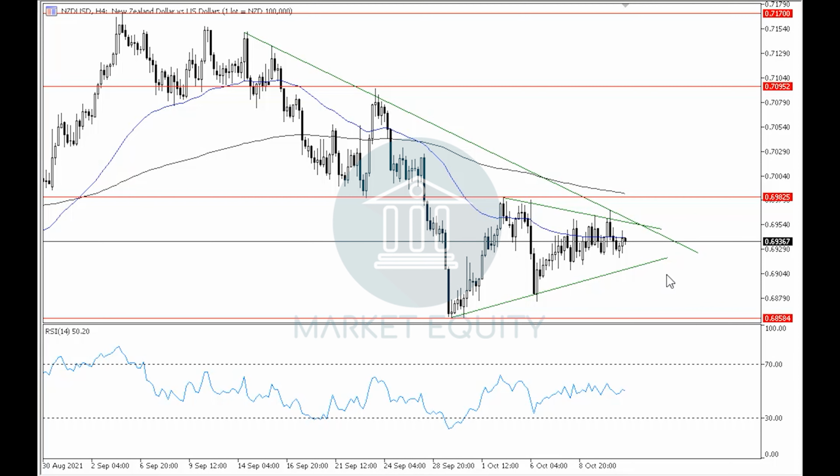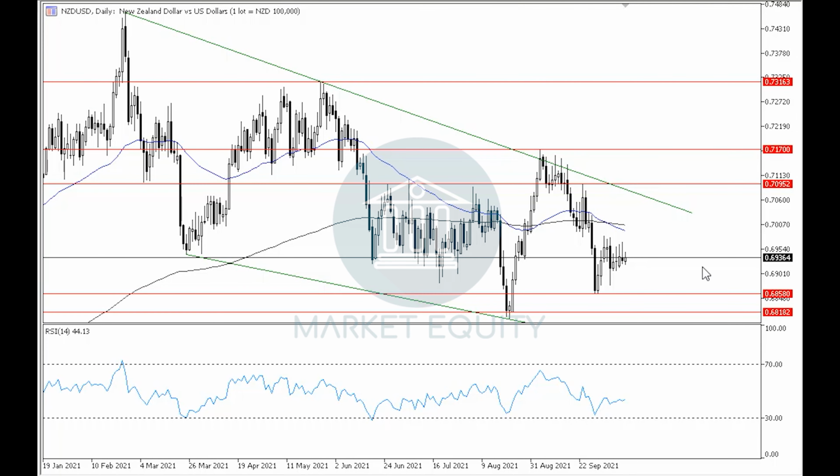in the 4-hour time frame, which will extend to target 0.6860 once again, and will support the continuity of the overall sideways movement in the daily time frame, which will then continue to target around level 0.6820.